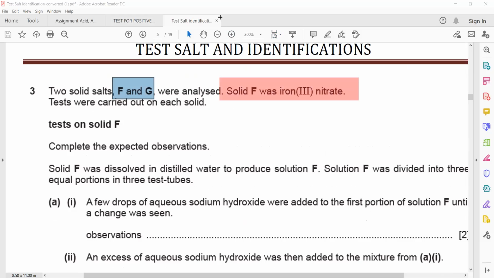So they give you a hint. They give you the name. F contains iron and it contains nitrate. So there is a positive ion and there is a negative ion. You have to learn the test for the positive ion and you have to learn the test for negative ion. Sorry, iron 3 by mistake. I said iron 2. It's iron 3. Is it okay now?